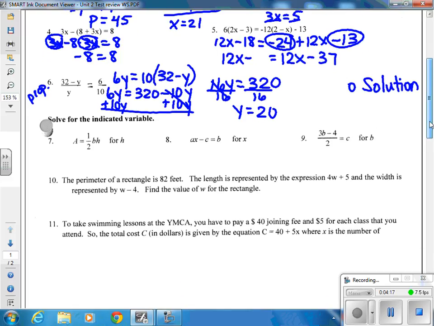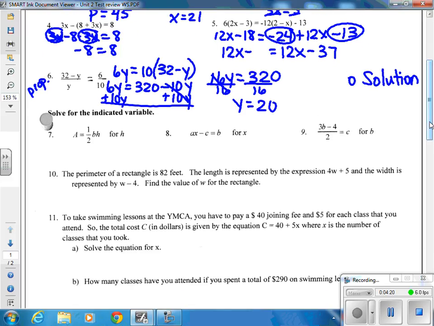For 7, 8, and 9, these are solving for those specific letters that everybody loves. So remember to circle the letter that you want to keep and make sure everything else goes away. So I want to keep the h in number 7, so I'm going to make the 1/2 go away first.